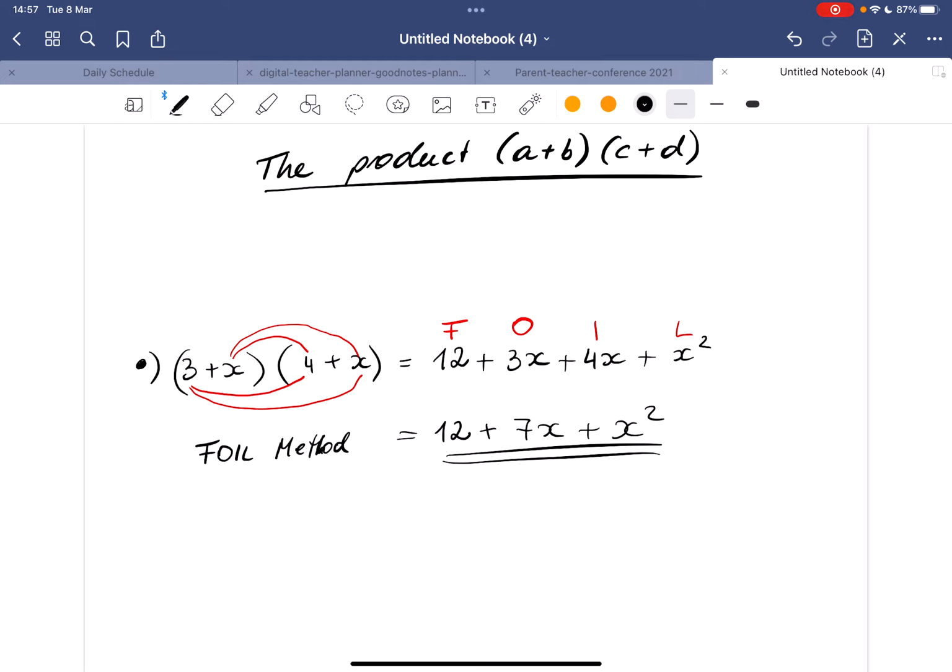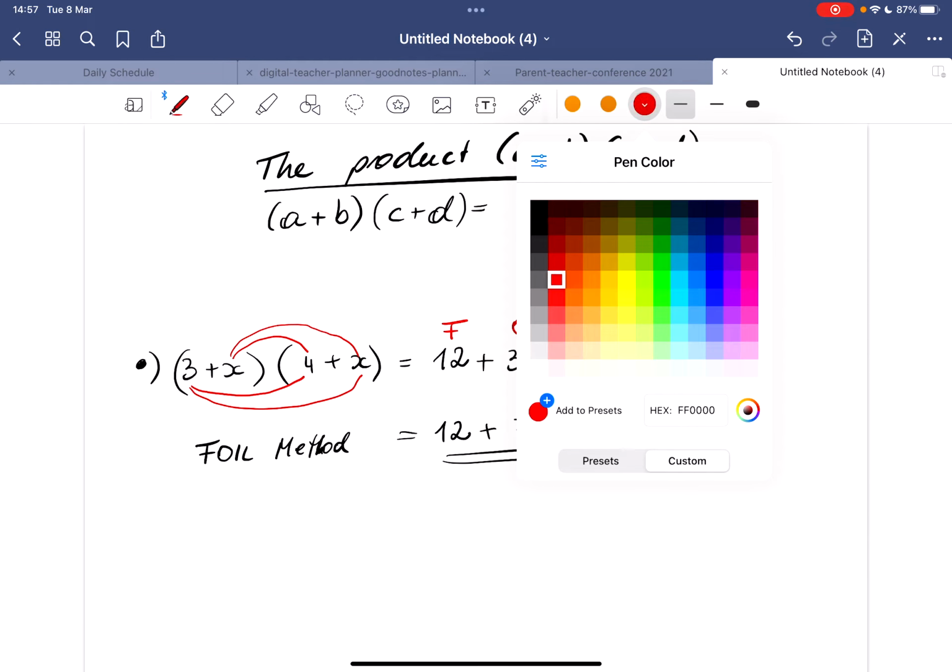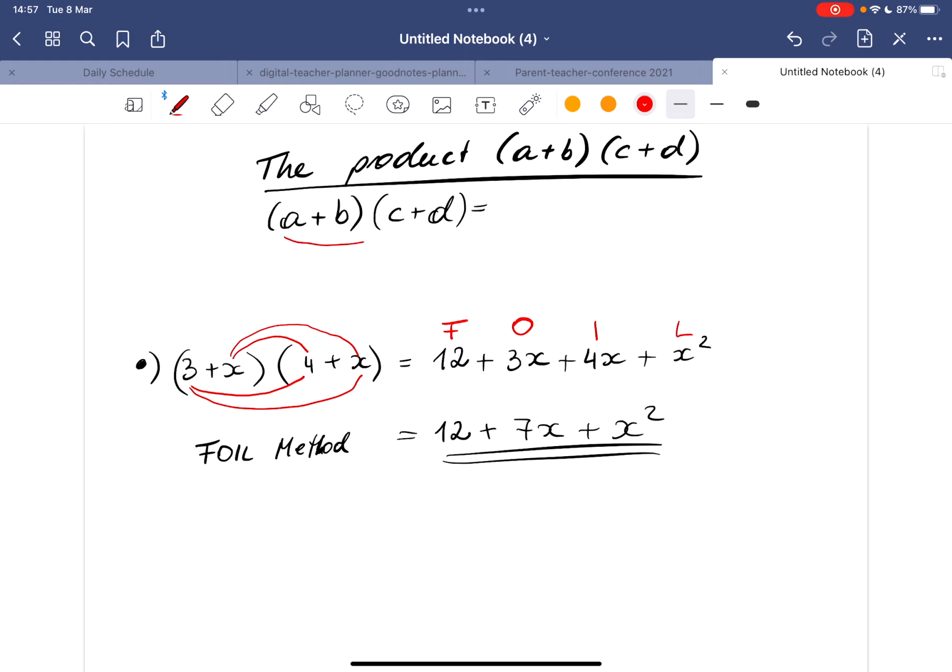So let's put a general rule here. If I have (a + b) times (c + d), and I want to expand those brackets, I would have to first multiply the first two terms. So that's my F. It gives me a times c, gives me ac. Then I add a plus because all my terms are positive. So I've got my first here.